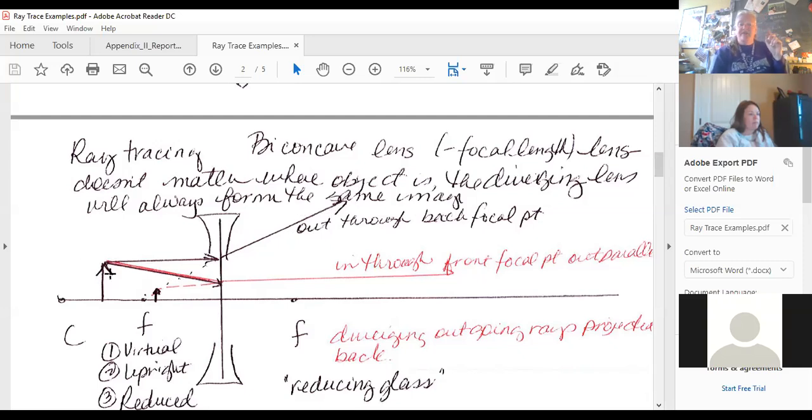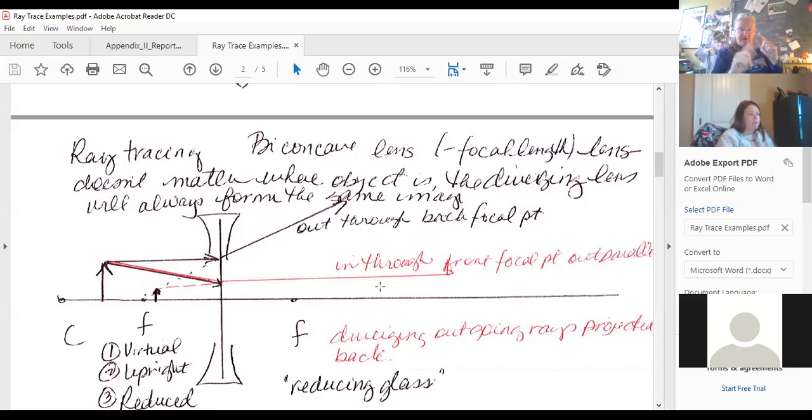Then in through the near focal point, well, the near focal point is determined by the back side of the lens, which is this side. Its focal point's over here. So this light ray is trying to go toward that, but it's going to hit the lens first and it's going to come out parallel. So it's still in parallel, out through the focal point, in through the focal point, out parallel, but it looks a little weird because this is a concave lens.